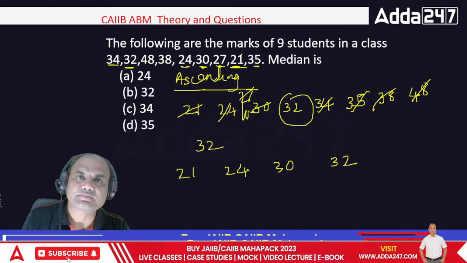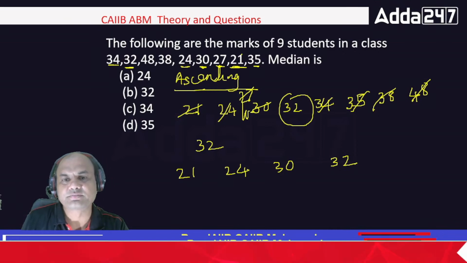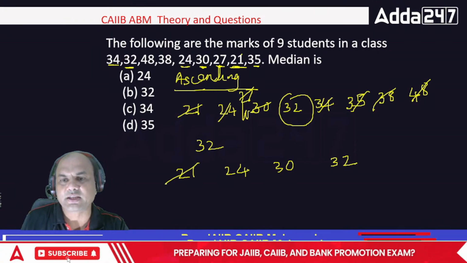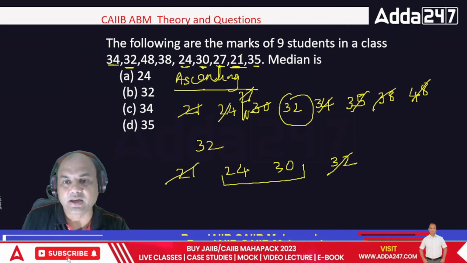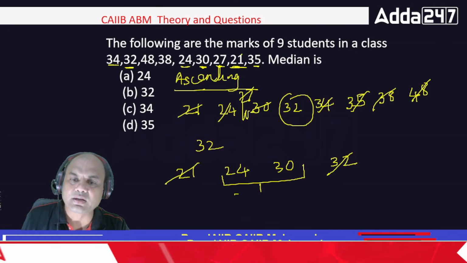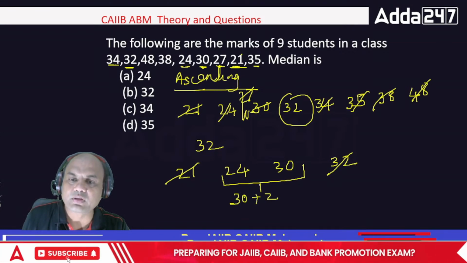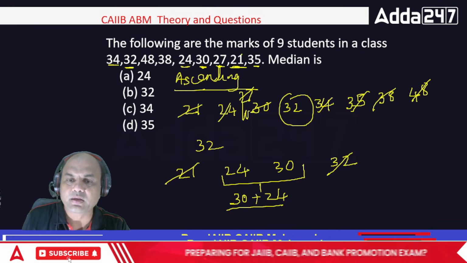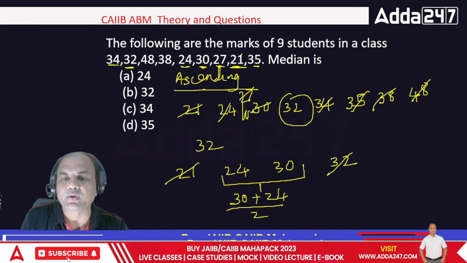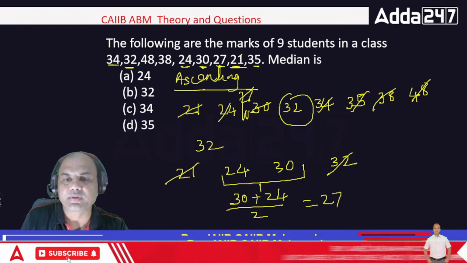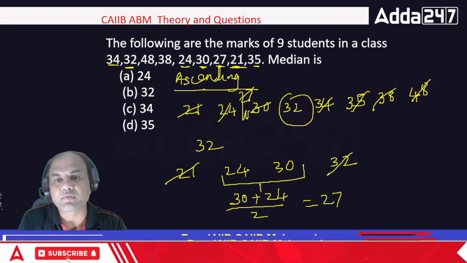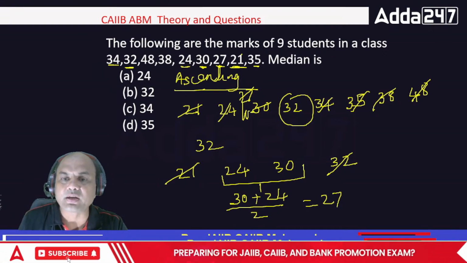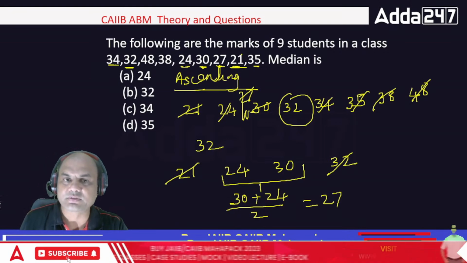Cancel first, cancel last. Now two central numbers remain because there are even numbers. Average. What is the mean of this? 30 plus 24, the whole upon 2. Right? So 54 upon 2, 27. So that is my median. Okay, got it? Whenever you have an even number of elements, you have to find the average of the central numbers.